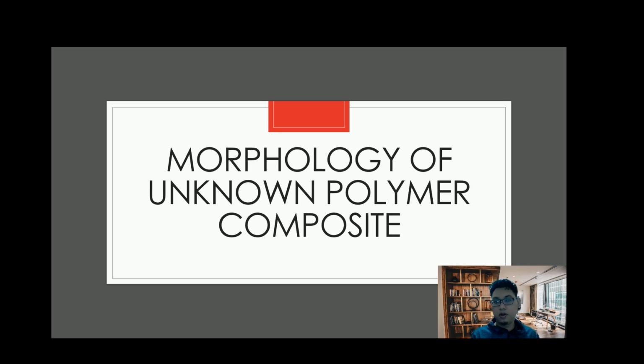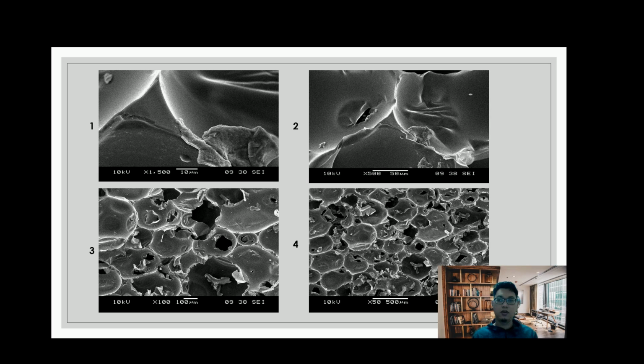I will proceed with the results and discussion for the morphology of the polymer composite. To study the morphology of the sample, a scanning electron microscope, SEM, was used to obtain images at different magnifications. Figures 1 to 4 show the highest to the lowest magnification that was used.